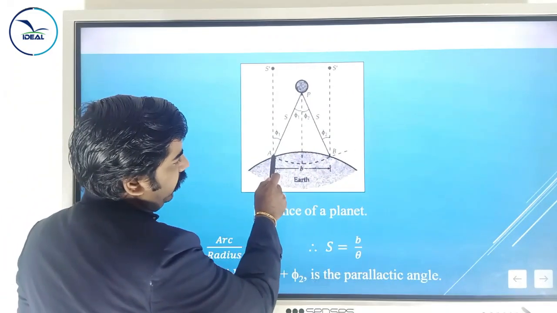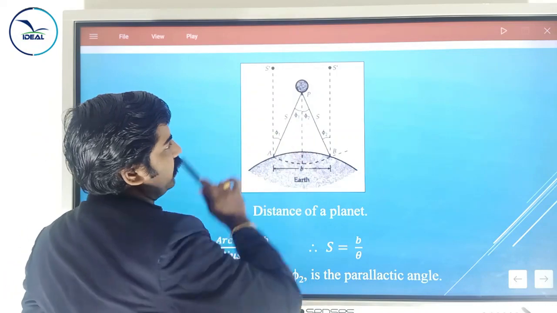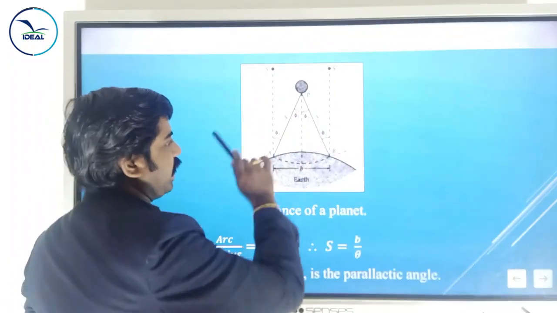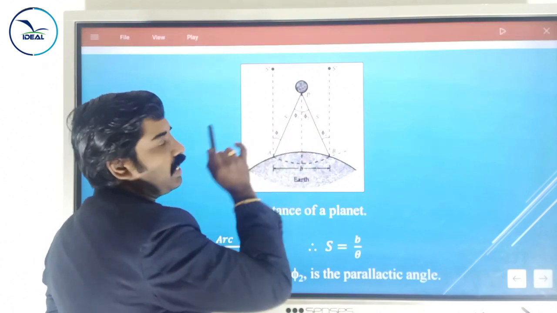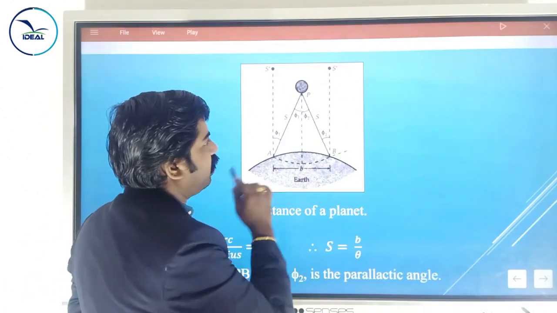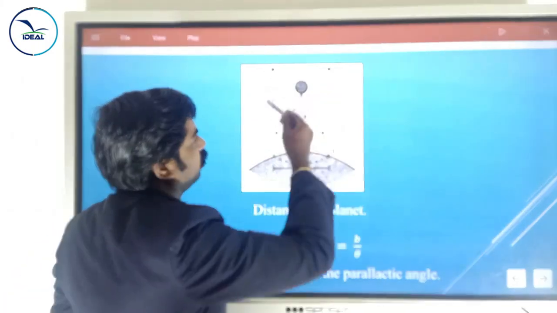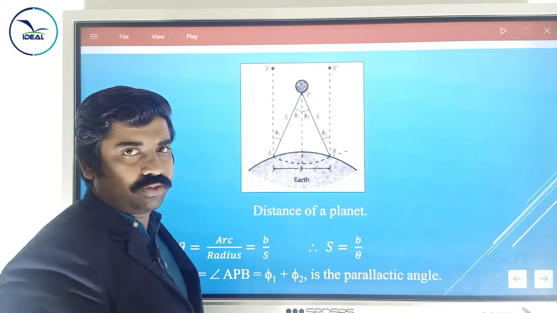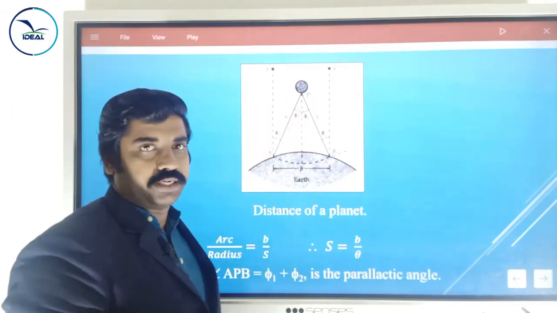One observation point A and another one B. Okay, this is the planet. I consider this is the planet, and from this point to this point I consider S. Due to the shifting of position, I consider another one having S dash. Or I am looking from this point to this planet.